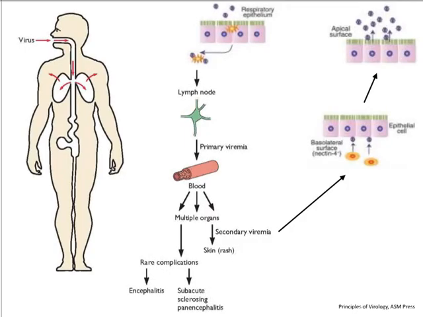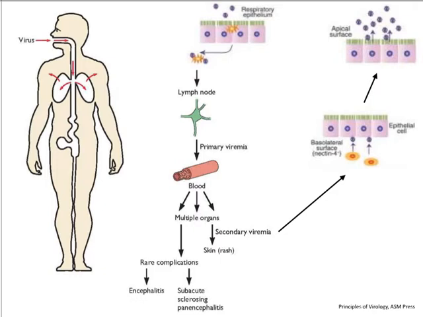Now, the pathogenesis of measles is very interesting. Again, the virus enters the respiratory tract, so it's spread by respiratory secretions, contaminated hands, and so forth. It goes into the respiratory tract, but the virus doesn't actually enter the respiratory epithelium. Unlike influenza virus, the virus instead is taken up by immune cells that are patrolling this area.